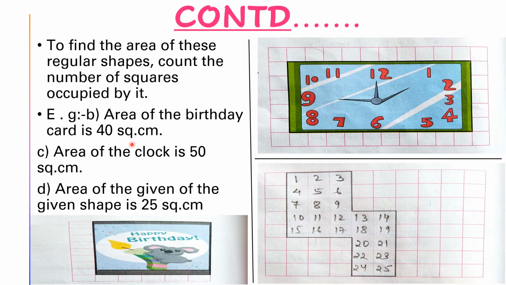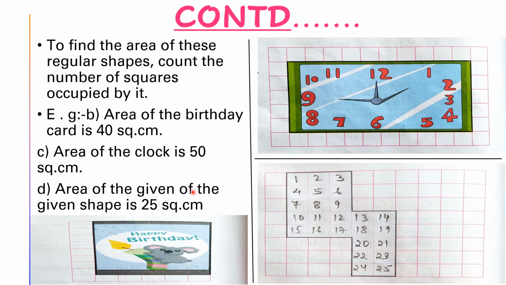Example C. Area of the clock. To find the area of the clock, trace the shape on a graph paper. Count the number of squares occupied by this shape. After counting, we find that it occupies 50 squares. Since each square has an area of 1 square cm, the area of the clock is 50 square cm.